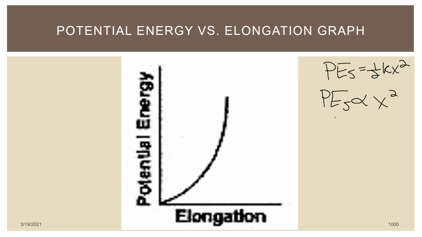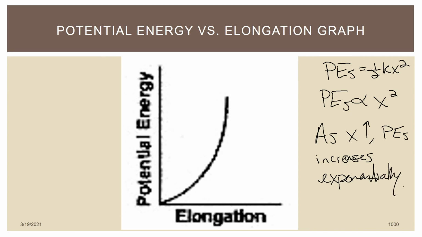Since PES, the elastic potential energy, is directly proportional to x squared. Remember, the squared is really important there. As x increases, the elastic potential energy stored in the spring increases exponentially. Remember, the exponentially part there is incredibly important. Take a second to pause this video here and write that down. And when you hit play, we'll wrap it up for today.